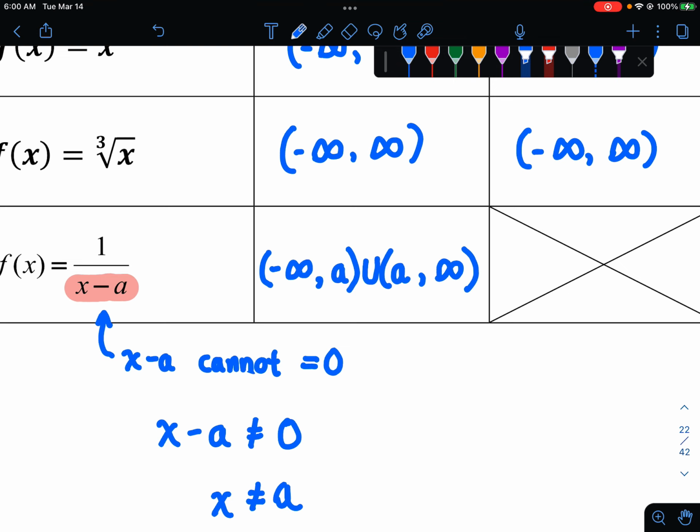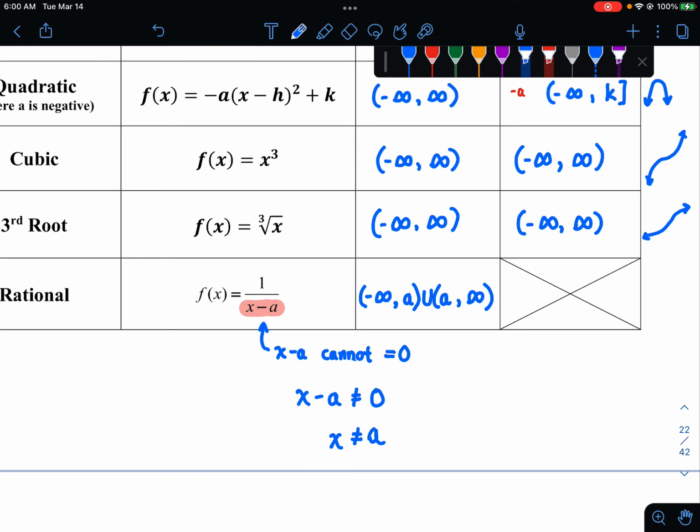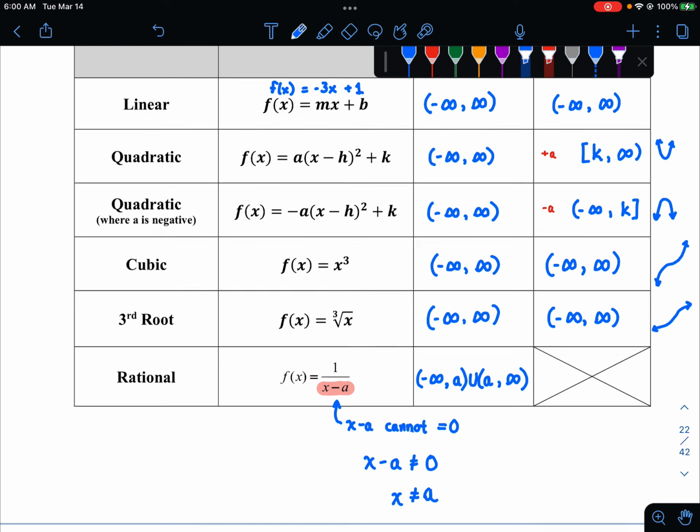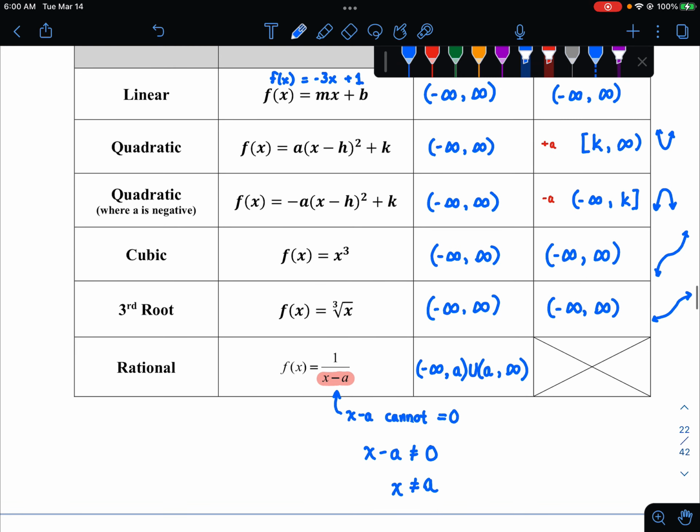And then we go to positive infinity. So we just have a little interruption there at a, and everything is fine. We're not going to talk too much about the range. We're not going to get into graphing rational functions, but it is important to know where that domain gets interrupted.